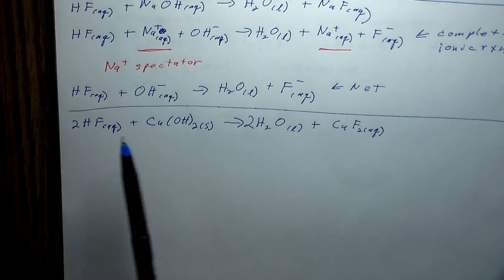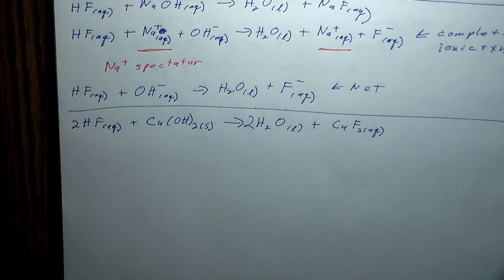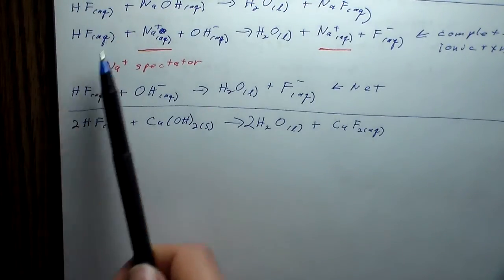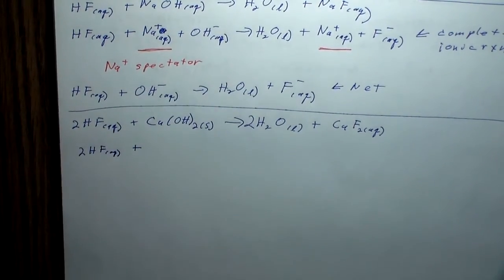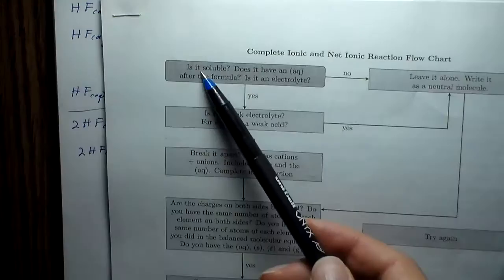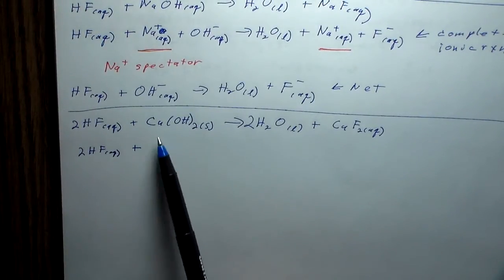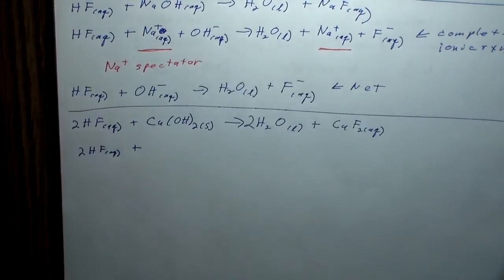So here, this is going to be hydrofluoric acid. Copper 2 hydroxide gives me water and copper fluoride. So again, we'll break this apart using our little flowchart here. And just like we saw before, hydrofluoric acid is a weak acid, so we leave this completely alone. And now for my copper hydroxide, this is not soluble. It does not have the little aqueous. This is an insoluble hydroxide. So again, we leave it alone. We just write it as a nice neutral molecule.